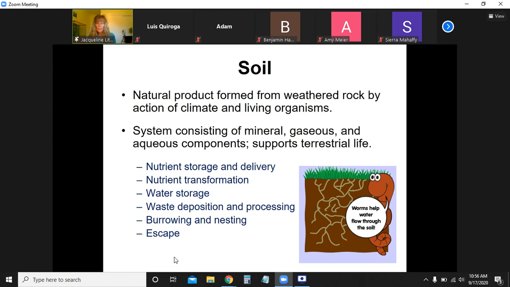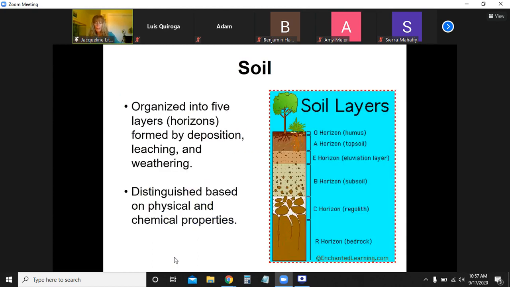It's important because it's a site for nutrient storage and delivery, also nutrient transformation, water storage, waste deposition and waste processing. In terms of broader ecological concepts, it's important for burrowing and nesting for a lot of organisms. It's also an important refuge for lots of organisms. And soil formation is related to variation in topography, things we've talked about already, and climate and vegetation.